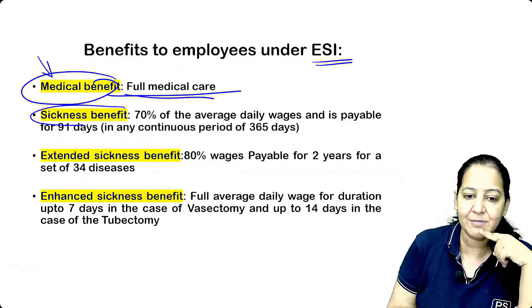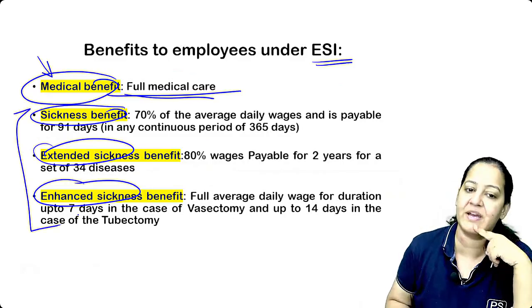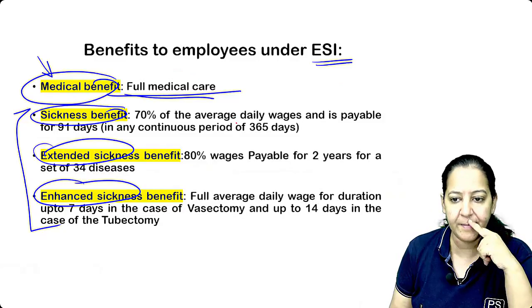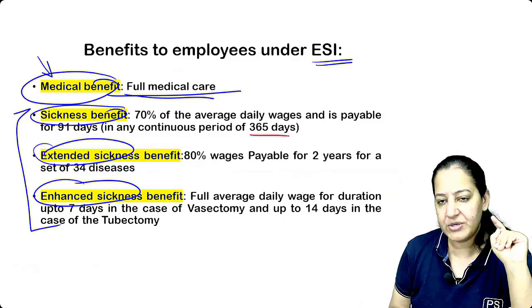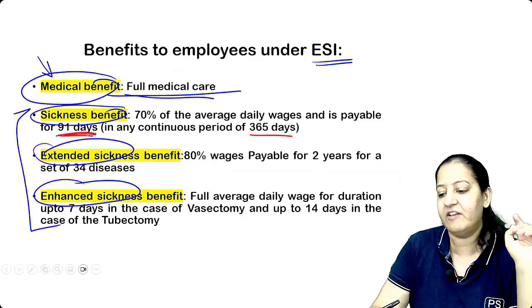Sickness benefit, extended sickness benefit, enhanced sickness benefit. There are three sickness benefits. What do you mean by that? Sickness benefit means if anyone is sick during the 365 days of a year, up to 91 days, the person can take a leave because of sickness.